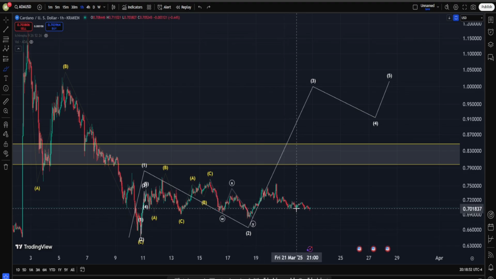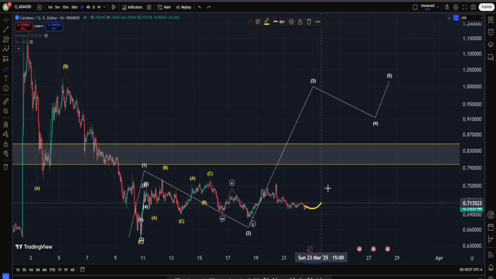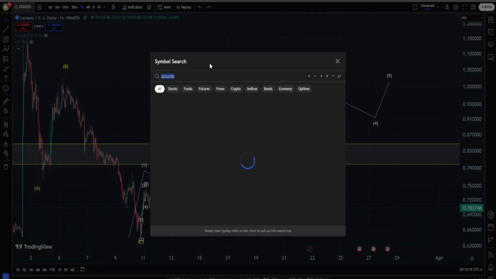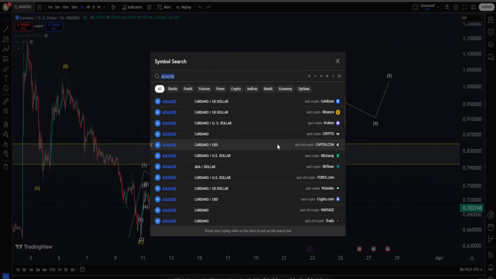Now this was our bullish possibility, and I am still kind of liking this thing. And I think if tomorrow markets are going to open up green, we can see another move on the upside and do something like this. And I want to see ADA getting back above this important level, which the higher band of it is somewhere around 84.5 cents.